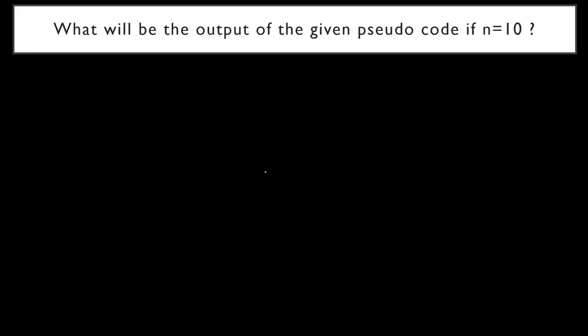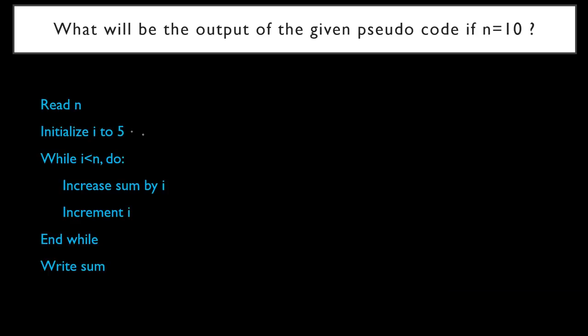The next question is, what will be the output of the given pseudo code if n is equal to 10? Let us see the pseudo code. Read n, initialize I to 5, while I is less than n, do: increase sum by I, increment I, end while, write sum. Option A 35, option B 25, option C 45, option D 55.